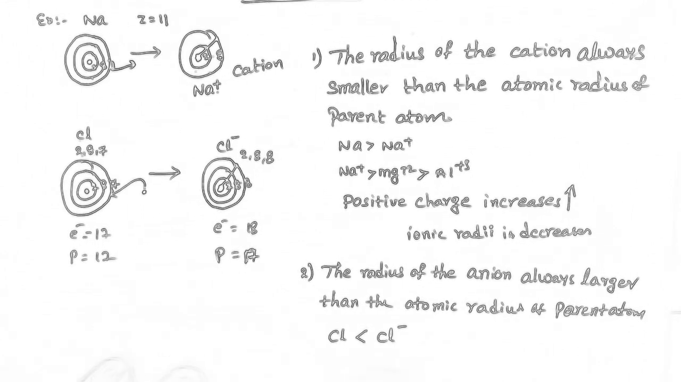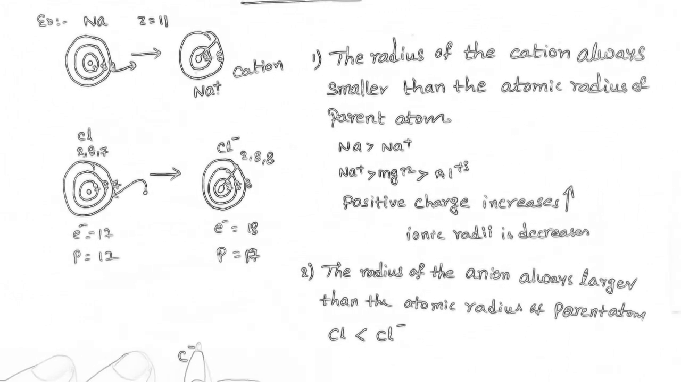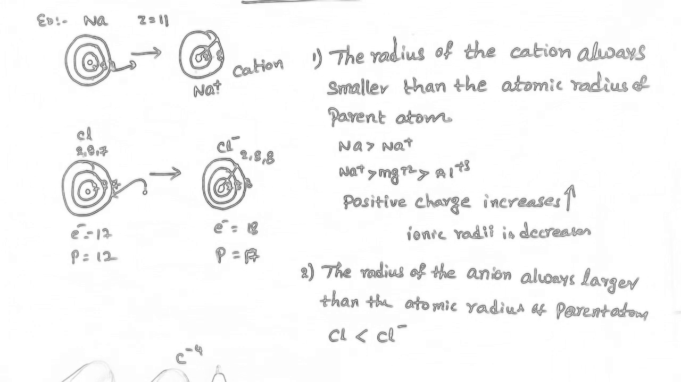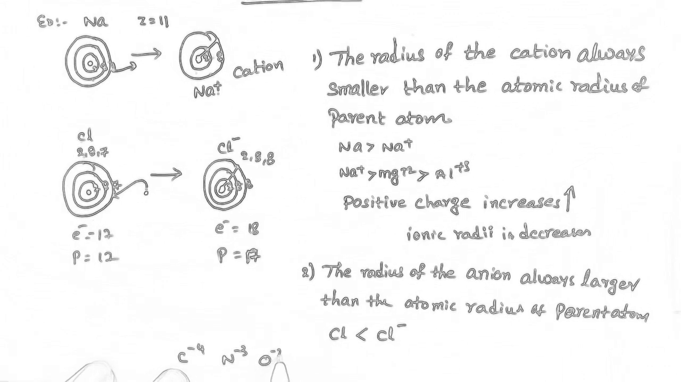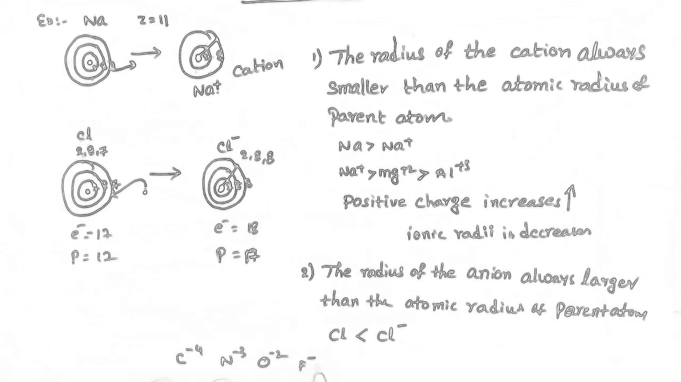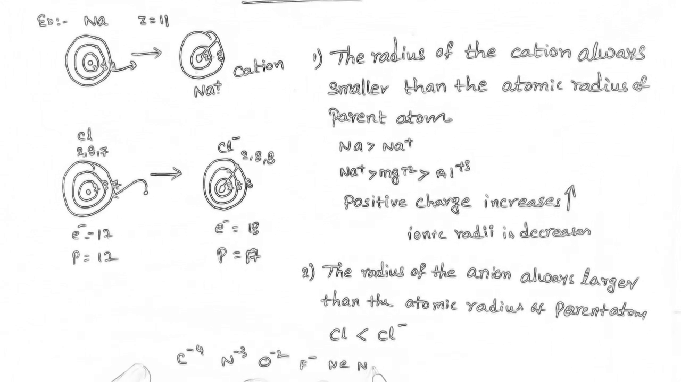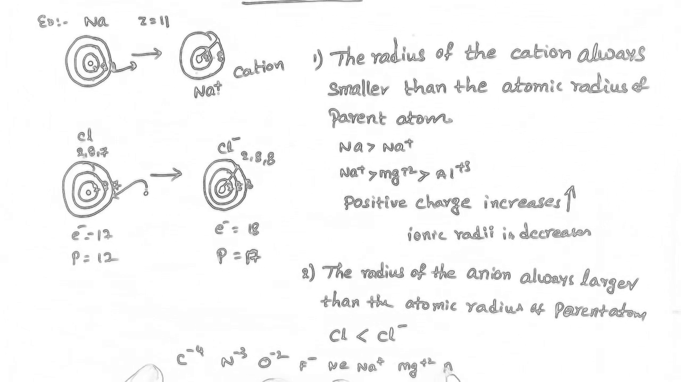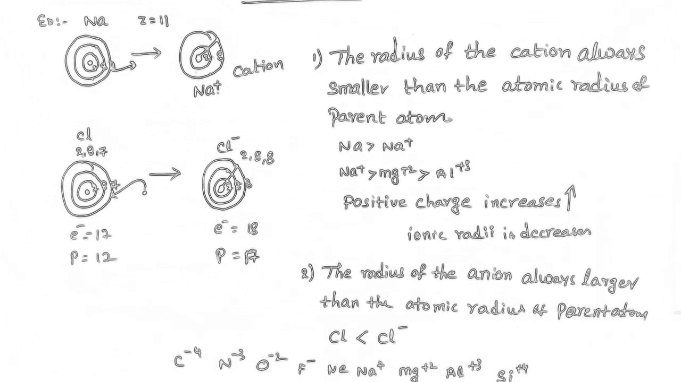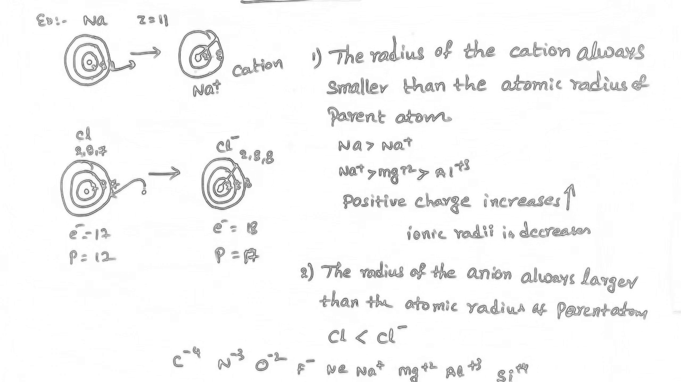What are the other examples? I'm writing that one sentence just based on that. Okay, C minus 4, next N minus 3, O minus 2, F minus, Ne neon, next Na plus, Mg plus 2, Al plus 3, Si plus 4. If you take like this, which one has the larger size?